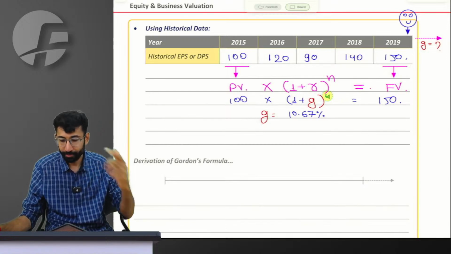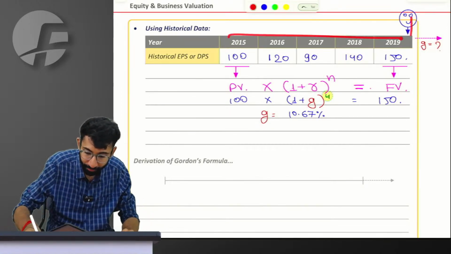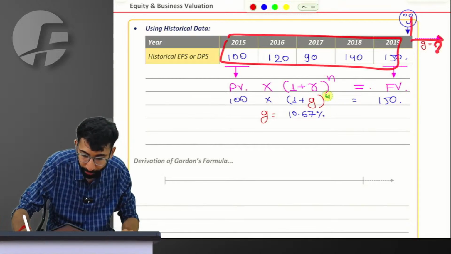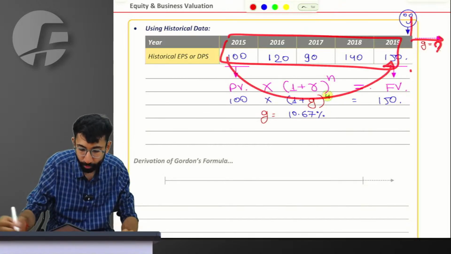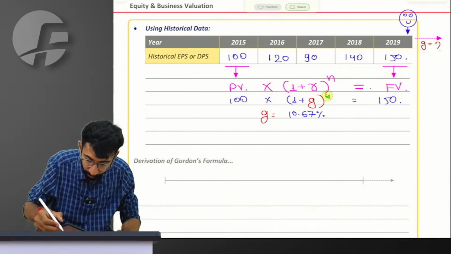Can we proceed? Yes. So I hope the presentation is clear that we stand here, we have the historical data, we have to find out the growth rate for future years. It is calculated assuming the growth rate of previous years.